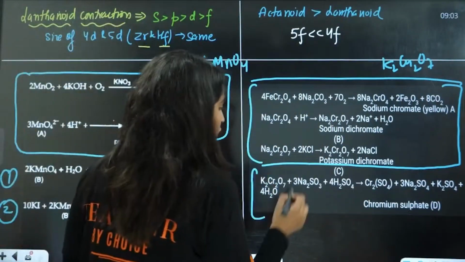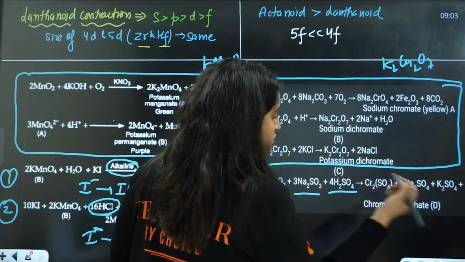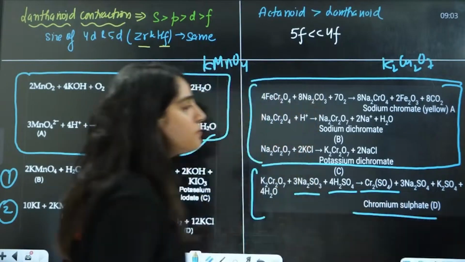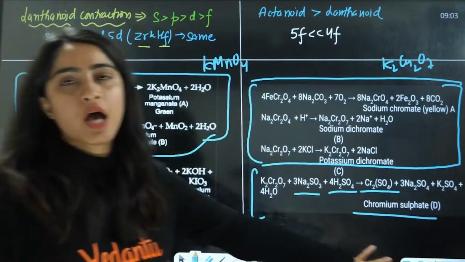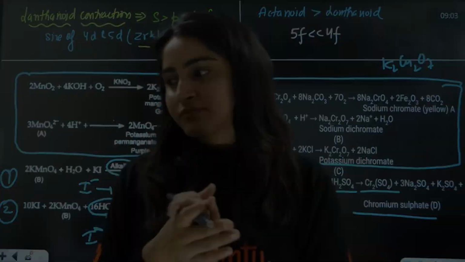And this is K2Cr2O7 with Na2SO3 and H2SO4. It is going to give us chromium sulfate, right? Okay, understood this?